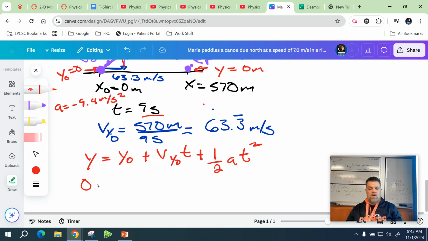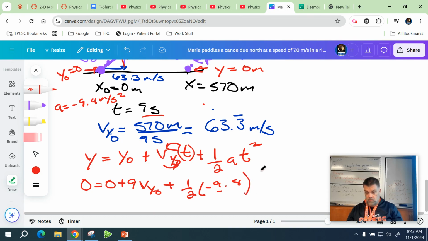So I got 0 is equal to 0 plus. Now I'm going to flip-flop this. Normally I would plug in 9 for t but I'm going to say 9 times v naught, right? So I'm just kind of switching the order of the variables. That's okay. Plus 1/2 times negative 9.8 times the time squared, which is 9 squared.